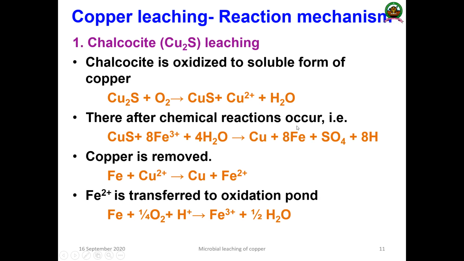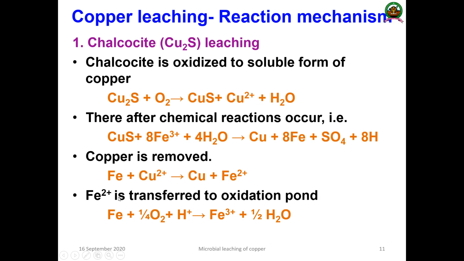Then the iron also will be extracted out, and sulfate and hydrogen will be released. They form sulfuric acid and will be released out. The next one is iron and copper. Here you can see iron plus Cu2+, then there will be a charge shift. The 2+ will be shifted to iron, which will be converted into the ferrous form. Then copper will be released.